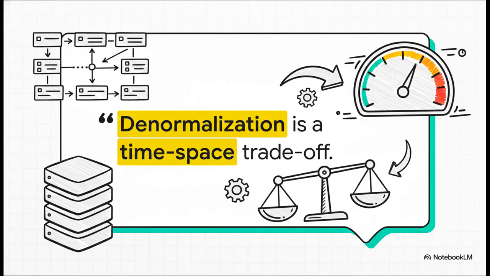The practice of denormalization is a strategic time-space trade-off. We are consciously deciding to sacrifice some of that perfect structure and, yeah, use a little more storage space, all to gain a whole lot of speed when we need to read our data.